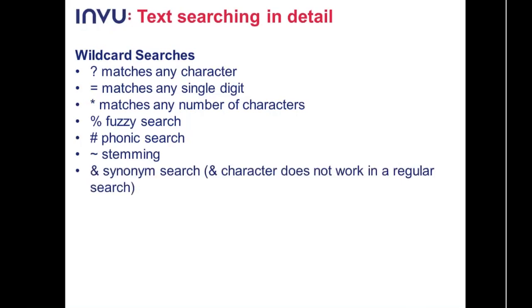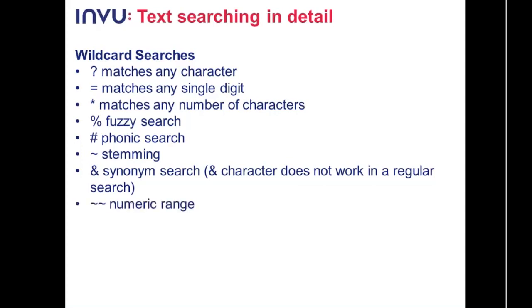The ampersand performs a synonym search, but bear in mind the ampersand doesn't work in a regular text search purely because it's used to perform a synonym search. And the synonym search can be used to find words that are either exactly the same or nearly the same as the word that you're searching for. So if you search for the word fast, that would also return results where the word quickly or rapid or quick exists in the metadata or the content.